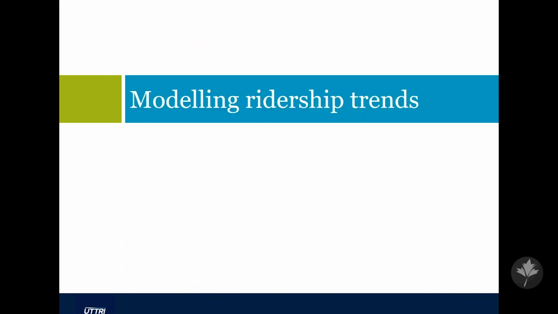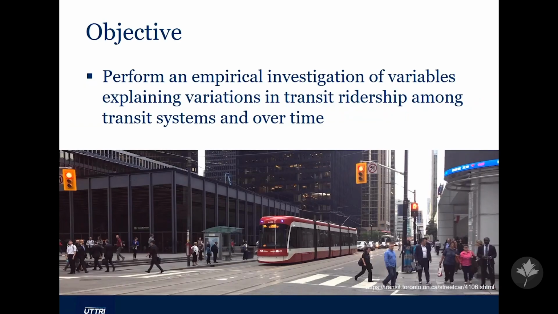So the next task for us was to use the lessons learned from both the literature review and the agency survey in the next task, which is to model ridership trends across Canada. The objective of this task, as mentioned before, was to perform an empirical investigation of the different variables and factors that explain the variation in transit ridership among transit systems and over time. So again, we want to be able to capture the variation between different transit systems and also over time.